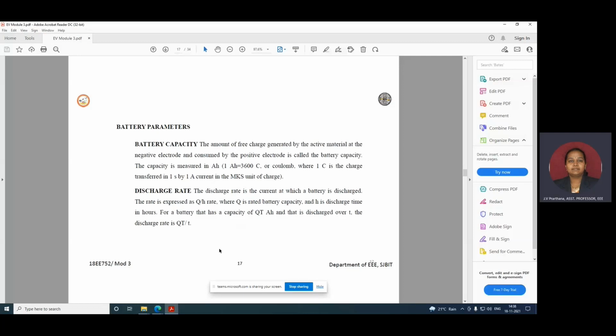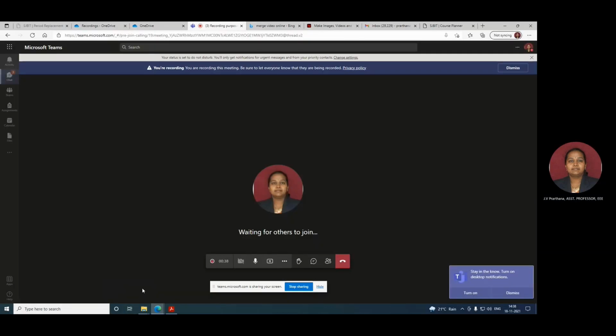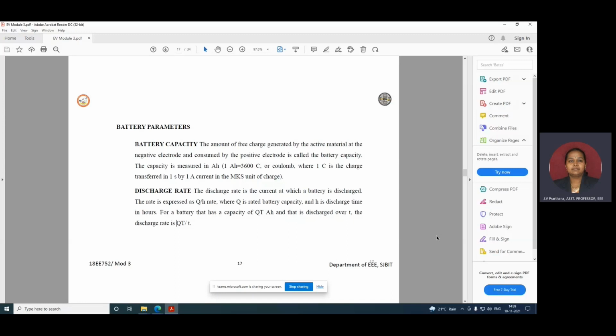Here we are concentrating on the battery performance parameters. We'll see each and every parameter one by one. The first one, battery capacity.